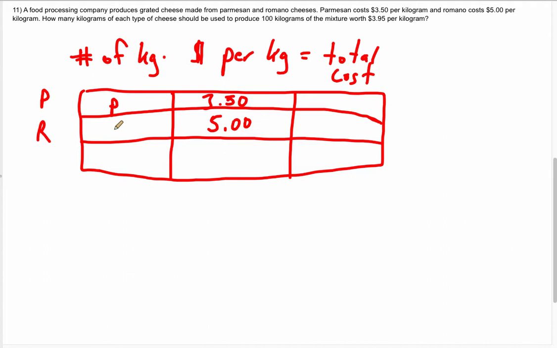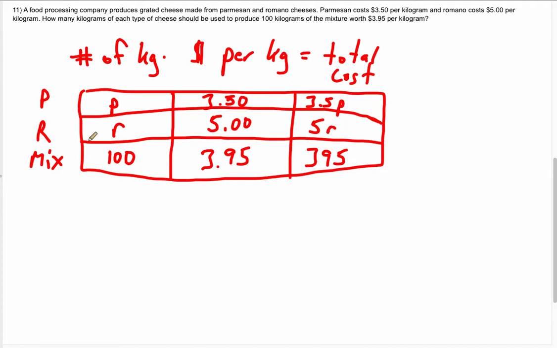So we don't know, so we'll put variables here, P and R. To produce 100, we need 100 kilograms, so that's the mix. And it needs to be worth $3.95 per kilogram. And so the total cost would just be the multiplication here, which is $395. And then the total cost for Parmesan would be 3.5P, and total cost for Romano is 5R.